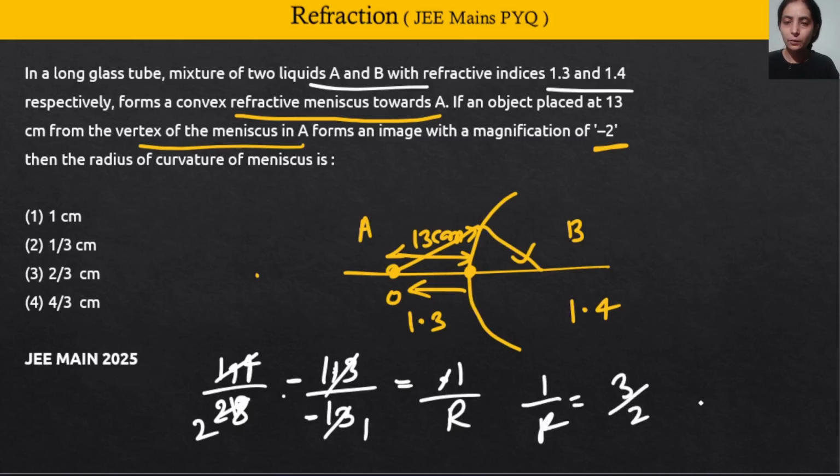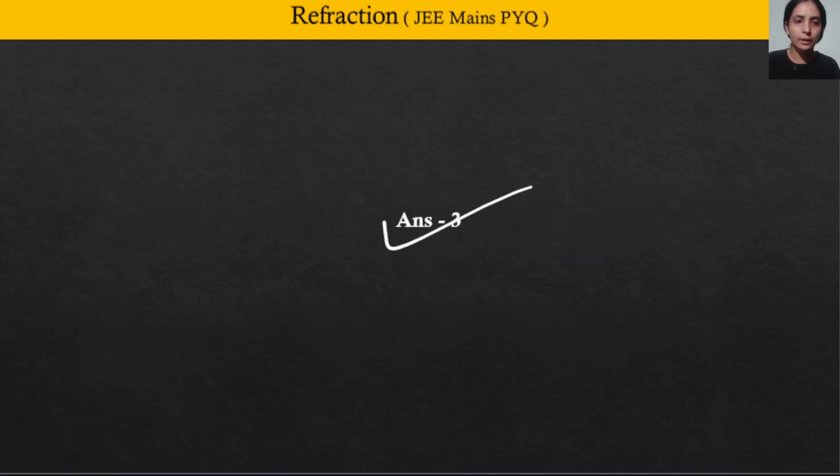So r is equal to how much? 3r is equal to 2. So r is equal to 2 by 3 centimeter. So the correct answer should be the third one. Now let's check whether our answer has come or not. Yes, it has come, okay.